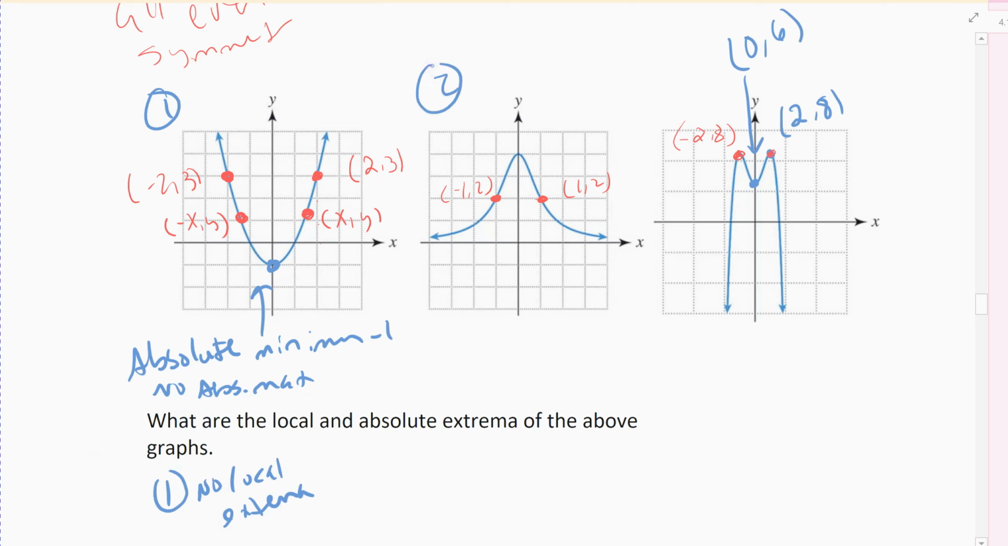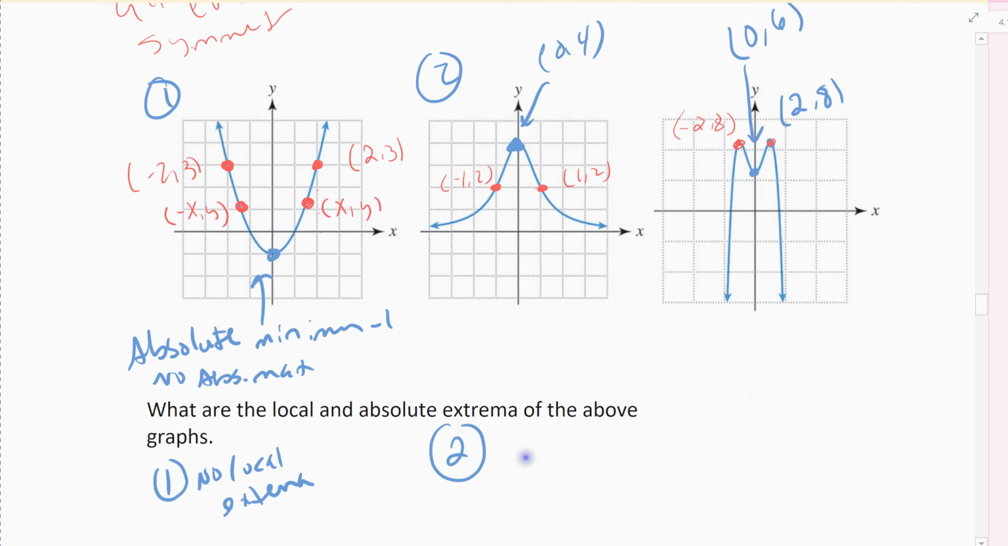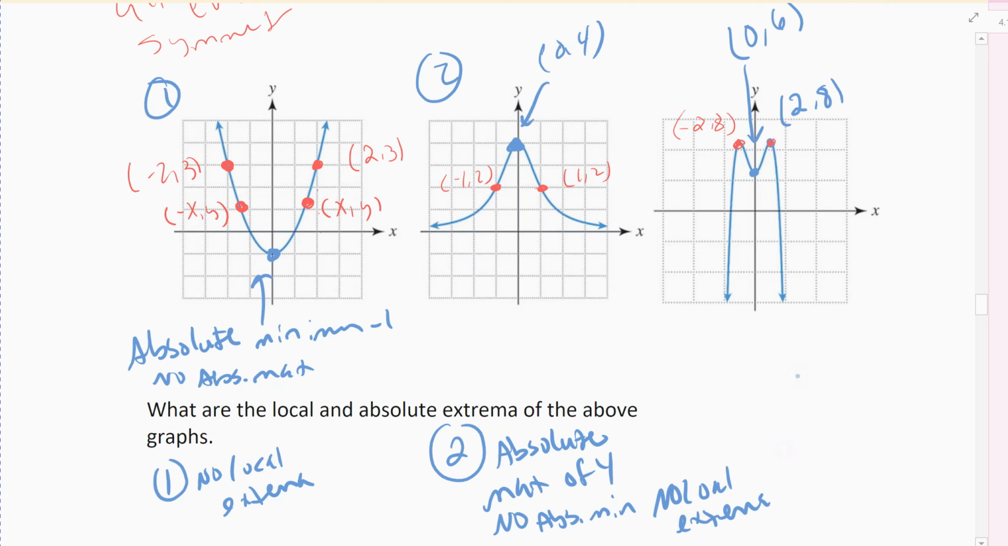All right, graph 2 has a maximum, right? This would be the maximum at 0, 4. And so graph 2, I'm going to write my answers down here, has an absolute max of 4, no absolute minimum, and no local extrema. All right, so graph 2: absolute max of 4, no absolute minimum, no local extrema.